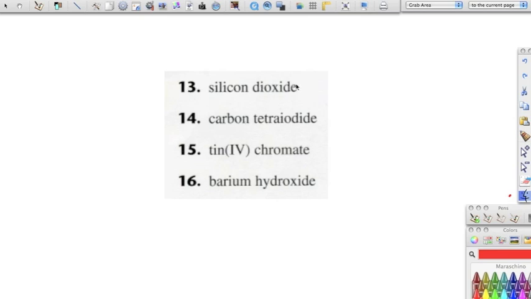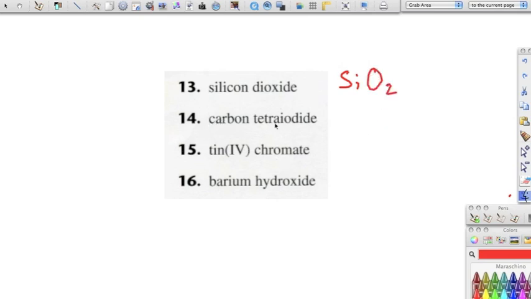We have silicon dioxide. Now we have to determine what it is, and we know it's not an acid because it doesn't tell us. We know that it's not an ionic compound because it's not a metal. So we see that this is going to be a covalent compound, and we just write down exactly what we see. So we have silicon, which is Si, and dioxide. So what that means is dioxide is going to be O2. And next we move on to 14.